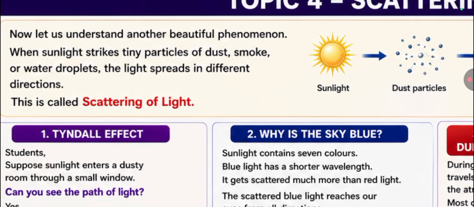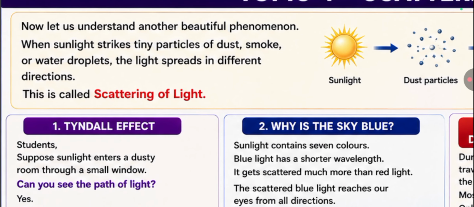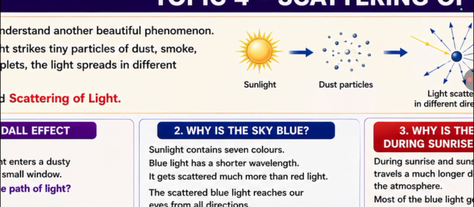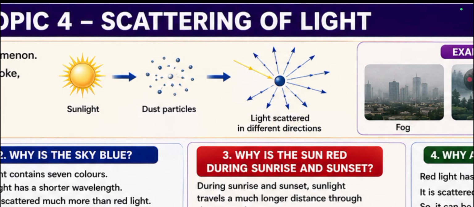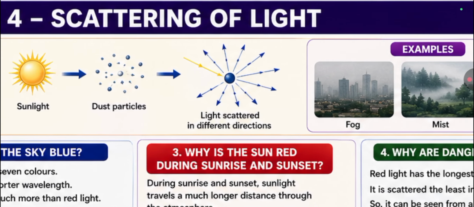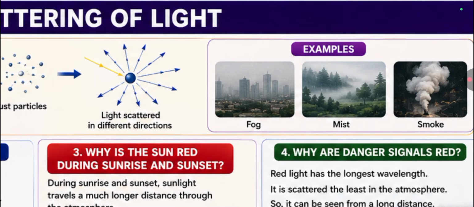Scattering of light. What is scattering of light? Now let us understand another beautiful phenomenon. When sunlight strikes tiny particles of dust, smoke, or water droplets, the light spreads in different directions. This is called scattering of light. Here we have to see the picture. The light is scattered. Examples of scattering of light are fog, mist, smoke.